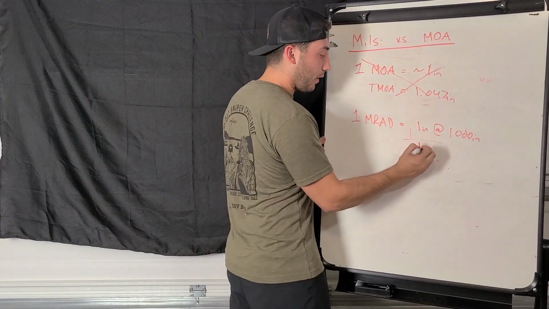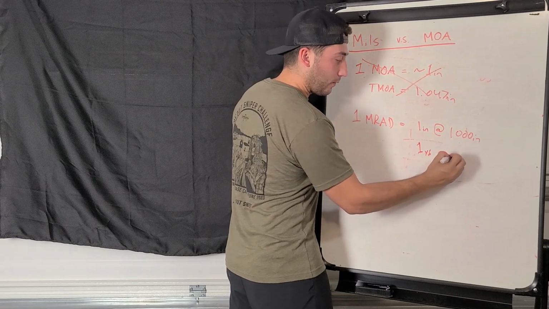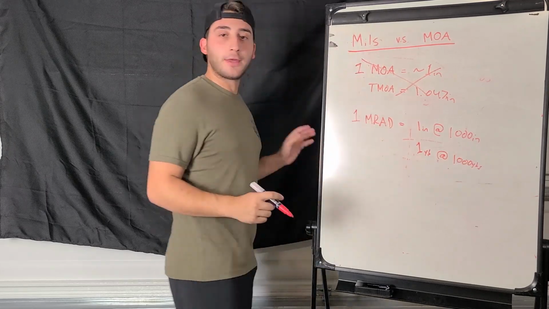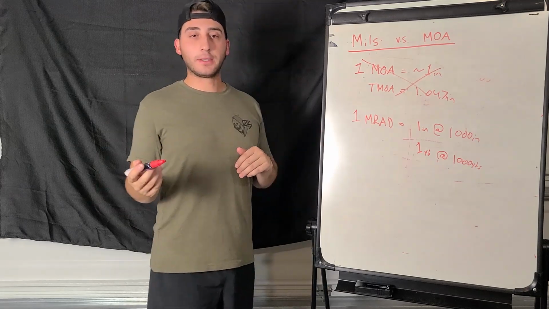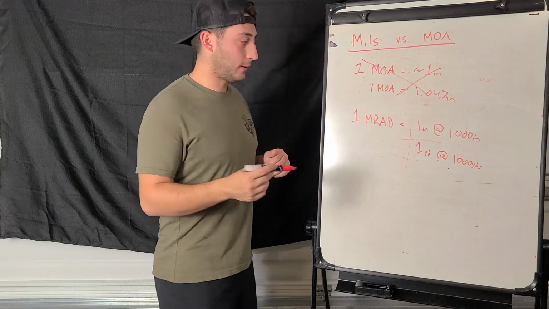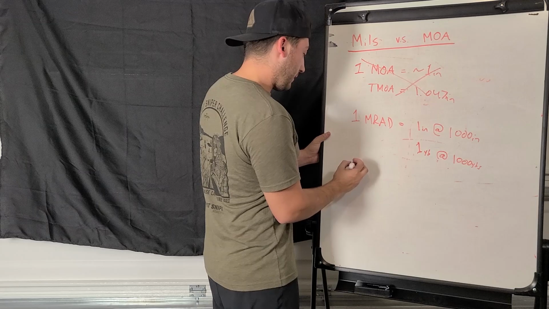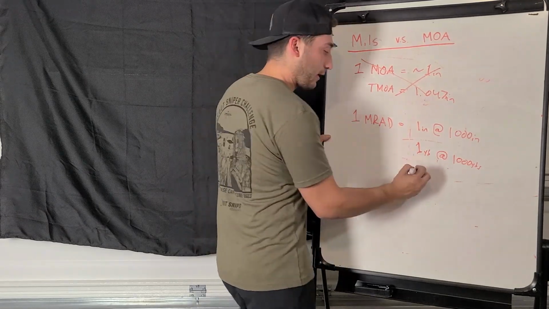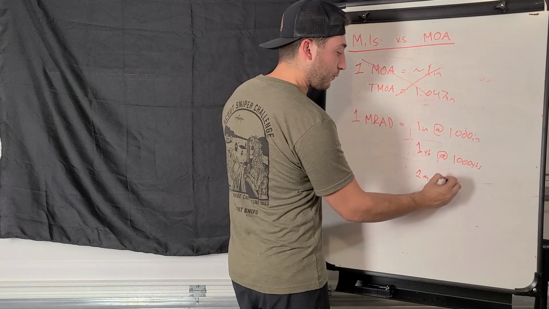It could be equal to 1 yard at 1,000 yards. We use yards a lot in long range shooting. So if you're shooting at 1,000 yards and you're a mil off, that means you're 1 yard off. If we're at 100 yards and we're 1 mil off, then we're 1/100th of a yard off, all right? Which is 3.6 inches. Now, another unit of measure: 1 mil is equal to 1 meter at 1,000 meters.